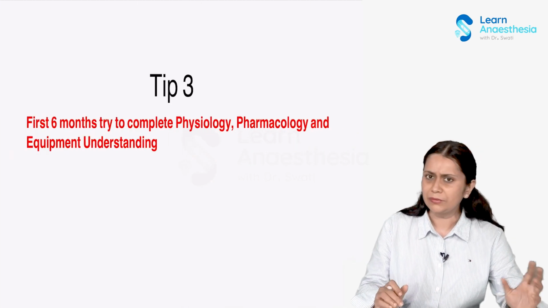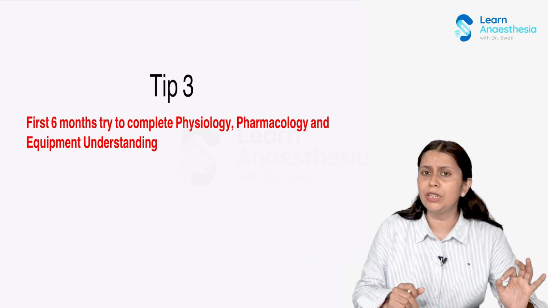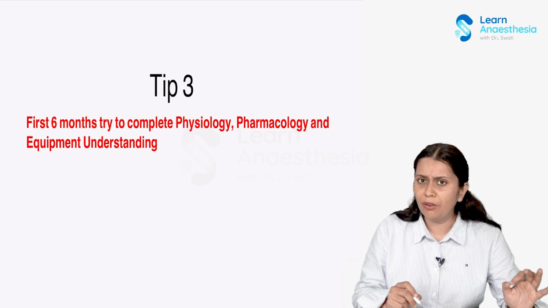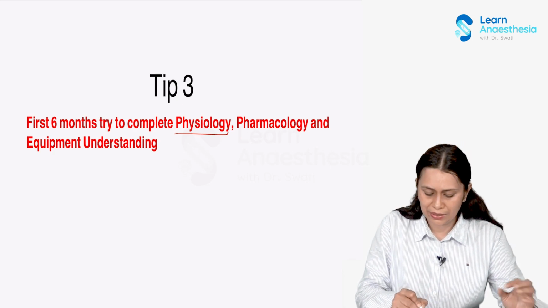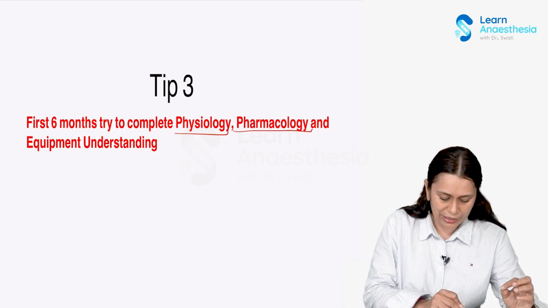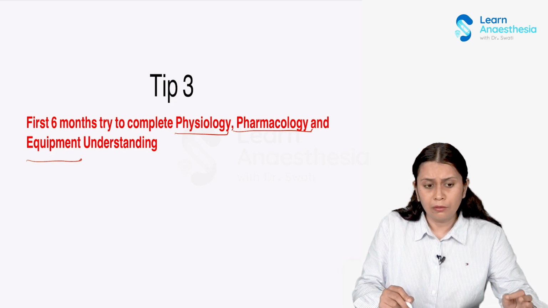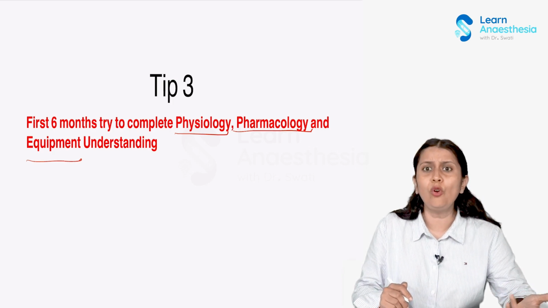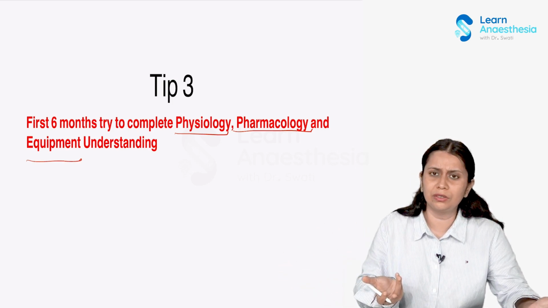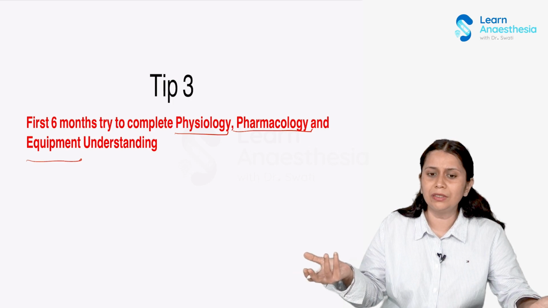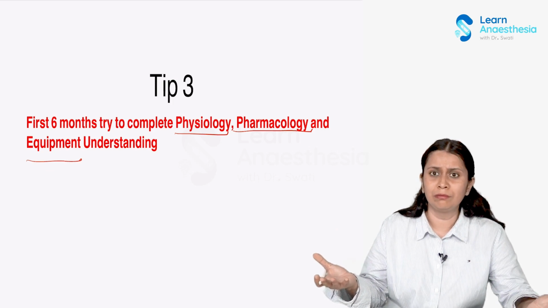Now, tip 3. As I said, you divide your residency into 6-month blocks, and every 6 months you need to cover certain relevant parts. For the first 6 months, the suggestion is that physiology relevant to anesthesia, pharmacology relevant to anesthesia, and equipment relevant to anesthesia should definitely be covered. Well, you are using so many drugs. What is anesthesiology? Drugs and monitoring and the knowledge of physiology. So if you are using so many drugs, if you don't have the knowledge of their pharmacokinetics or pharmacodynamics, how would you use them safely?